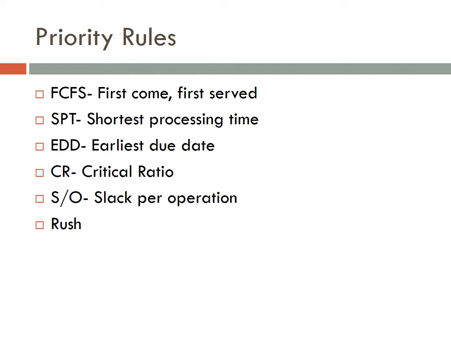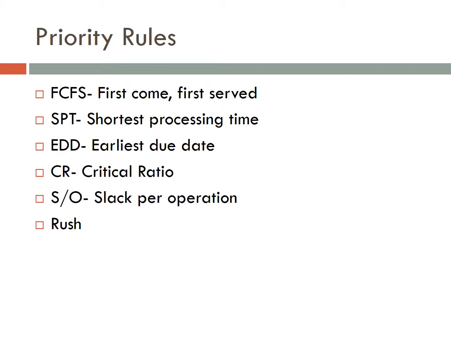So here are a set of different priority rules. There's first come, first serve, which are jobs that are processed in order when they arrive at a machine or work center. Then there's the shortest processing time, which are jobs that are processed according to the processing time at a work center. It's the shortest job first. And then there's the earliest due date, which are jobs that are processed according to the due date, earliest due date first. Then there's critical ratio, which are jobs that are processed according to the smallest ratio of time remaining until due date to processing time remaining.